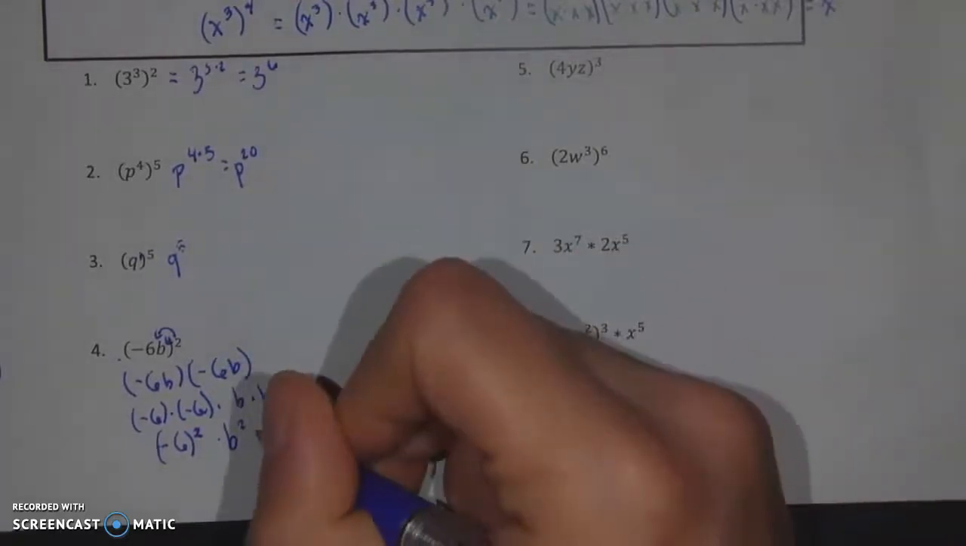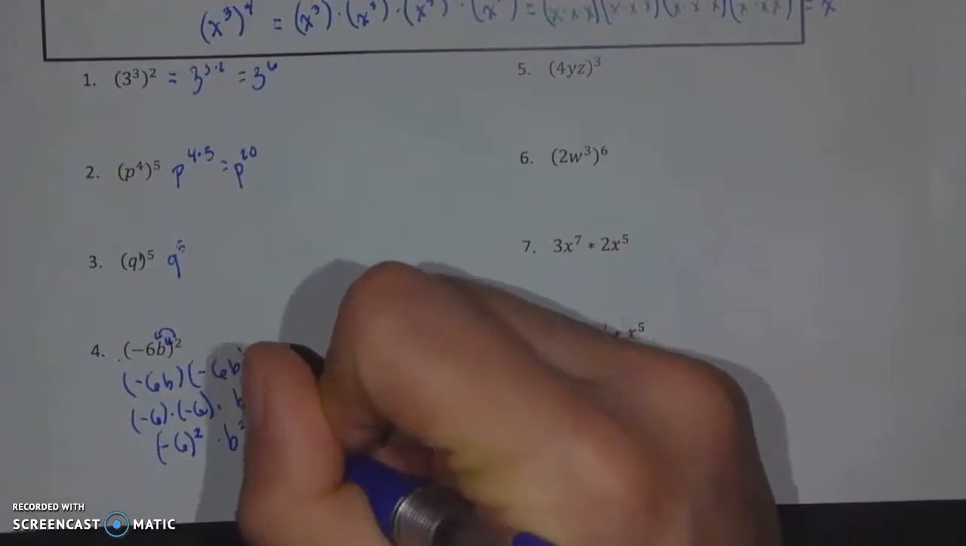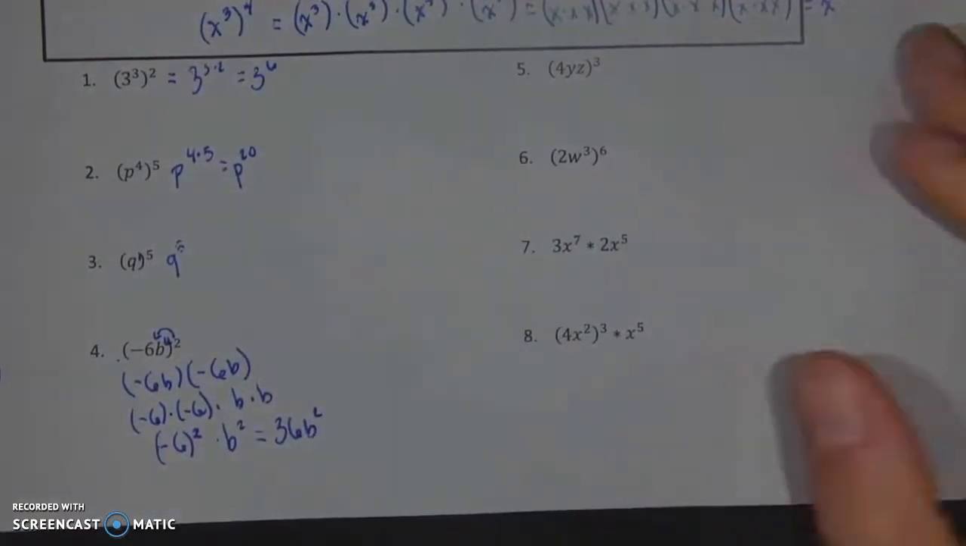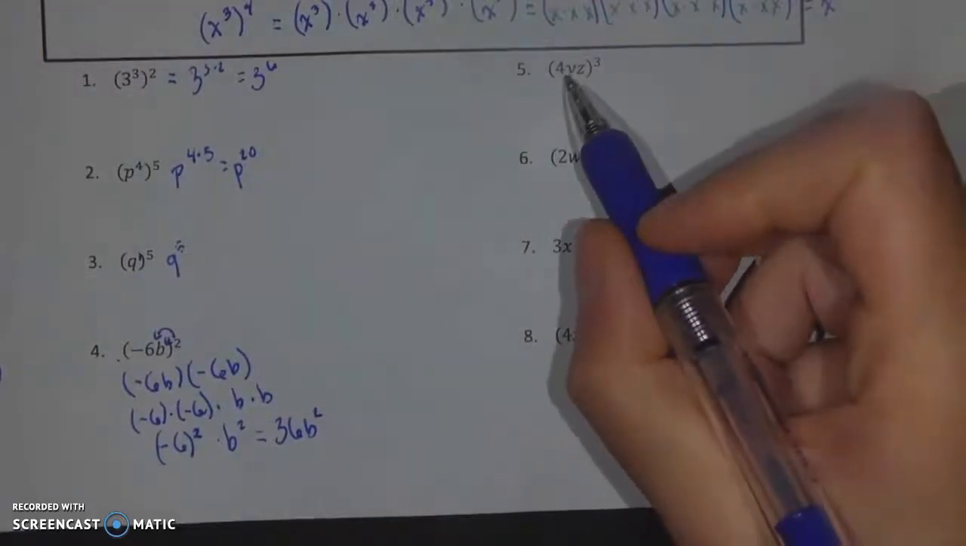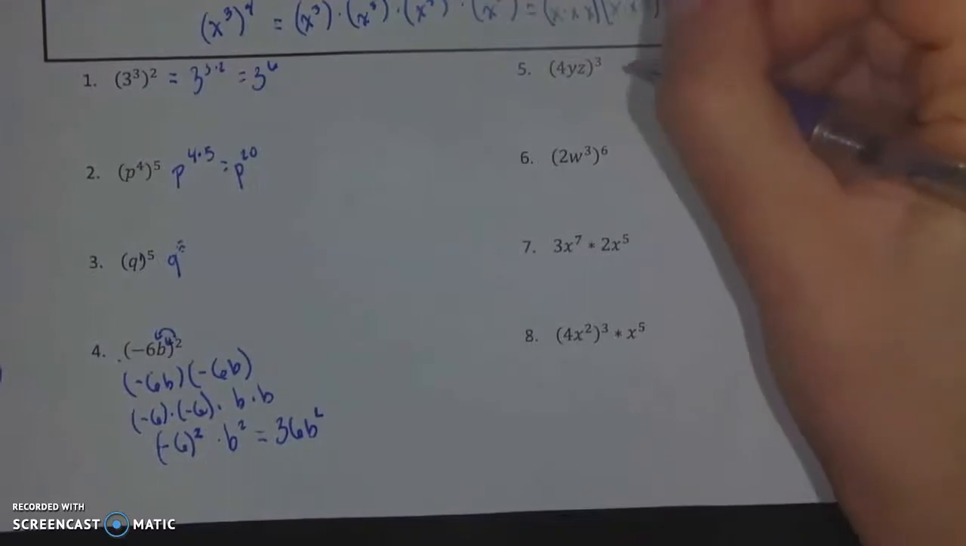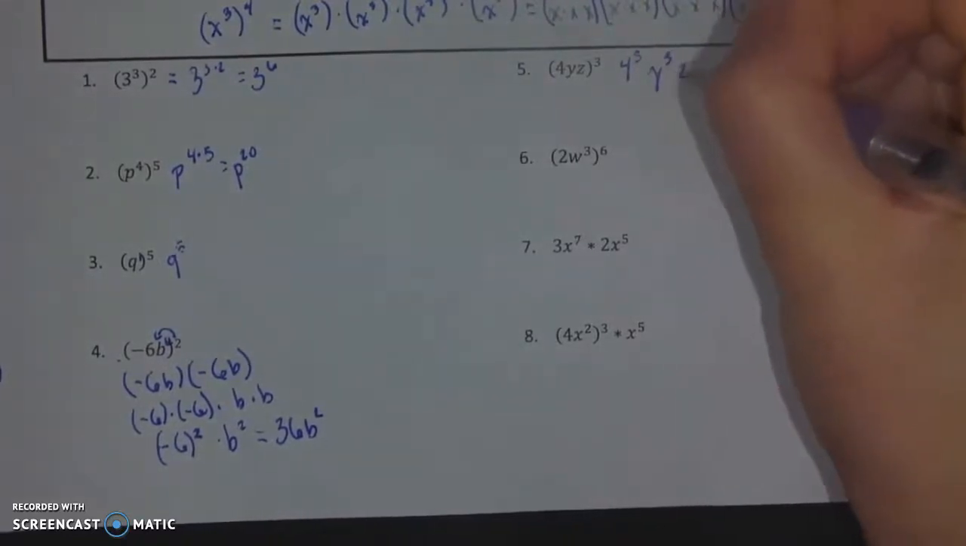And just to simplify that further, you could always do negative 6 squared, which is a positive 36, times b squared. So that means when I get a problem like this where we've got 4y times z, I can just distribute that 3 to get 4 to the third, y to the third, z to the third.